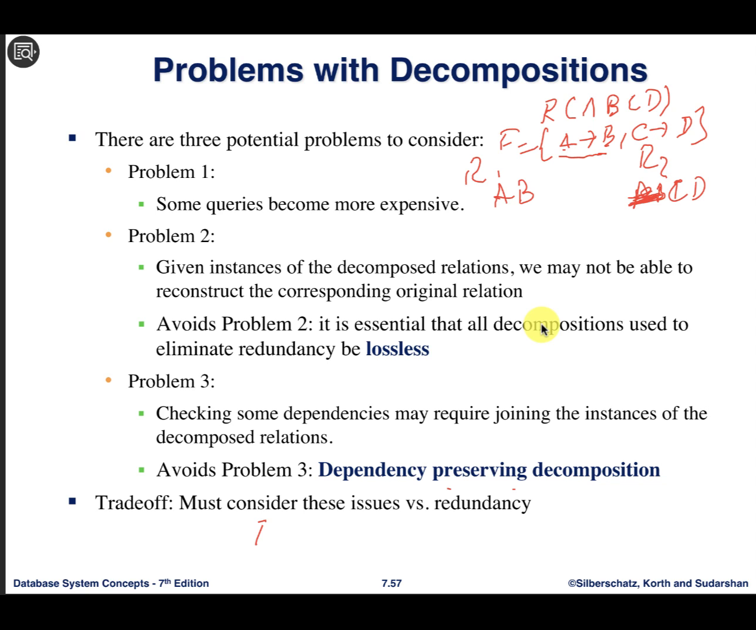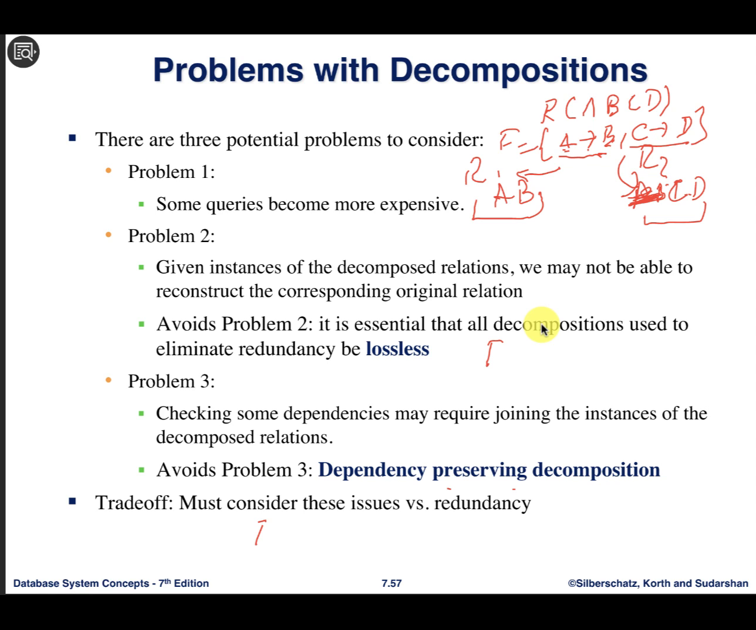So in this case, A determines B. The only thing you need to do is test this one against the relation R1. Do you need to test it against the relation R2? No, because these attributes belong to this relation. For CD, this functional dependency requires me to test it against only one relation.